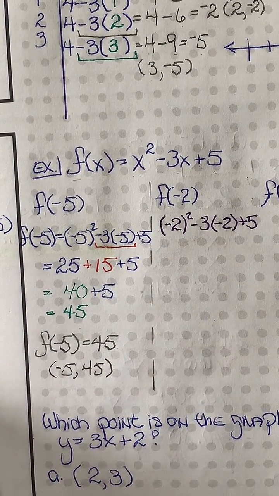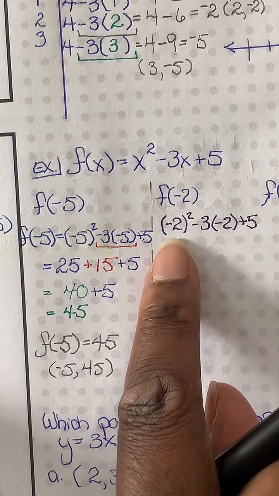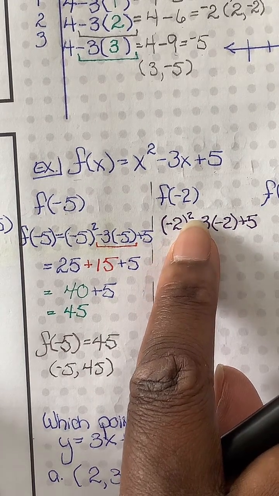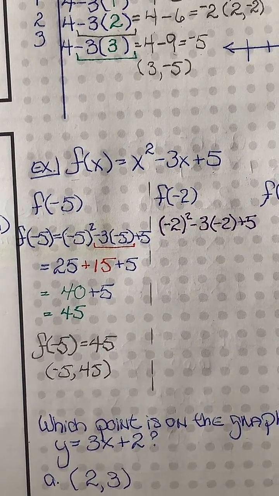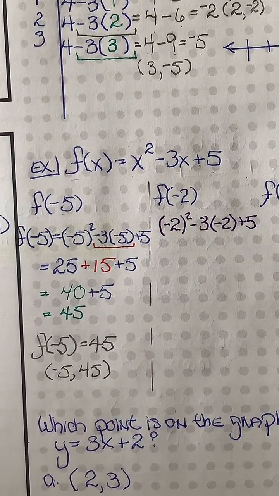Okay, so -2 squared. What's -2 squared? What to do or what it's asking me to do.